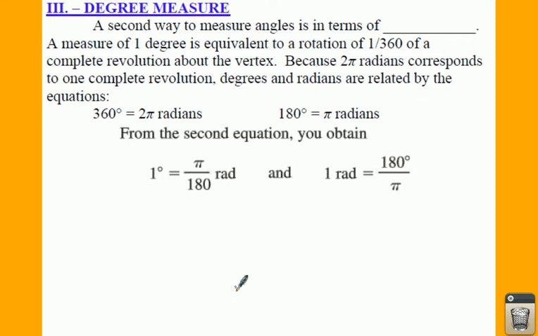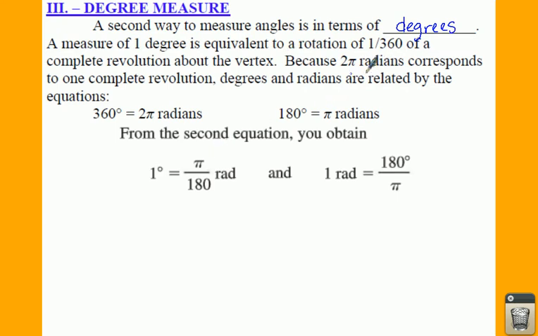Degree measure, you'll probably understand a little more. The second way to measure angles is by using degrees. Degrees is something that's not brand new to you, at least I hope not. The measure of 1 degree is equivalent to a rotation of 1/360th of a complete revolution around your circle. If you have 360 degrees, you divide by 360, you have 1/360.